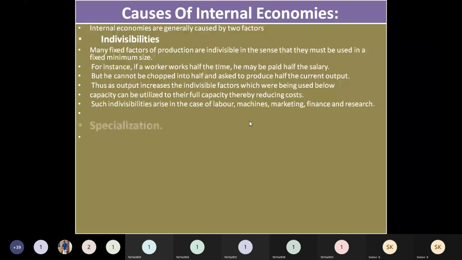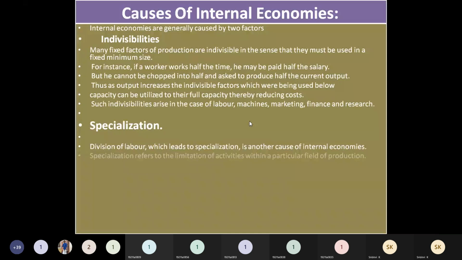And some specialization will be there. In some cases, you can divide the work into related activities. All the related activities can be divided and set into one specialization or one department, for which you can allot the labor, capital, machinery, etc.